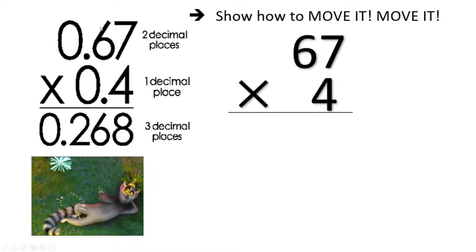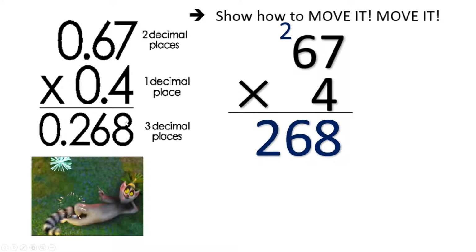So you multiply 67 times 4 as if there aren't any decimals. So 7 times 4 is 28, carry the 2. 4 times 6 is 24, plus the 2 is 26. That's how we get this number.